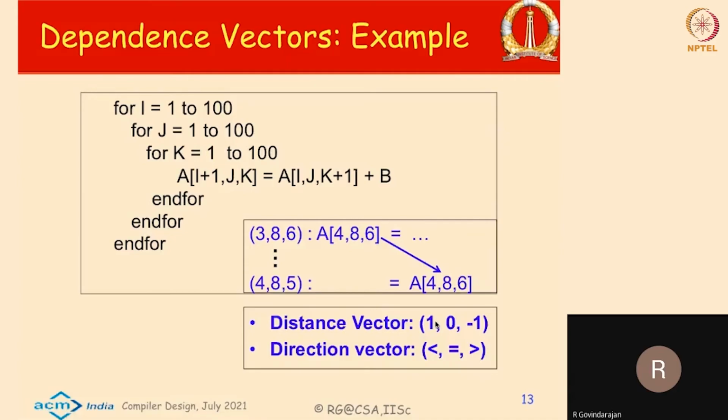So, let me put it this way. The distance vector, for it to be legal, has to be lexicographically positive. That means that it must be greater than 0, 0, 0. That means the first non-zero component in the distance vector has to be positive. You can have 0, 0, 1, or you can have 0, 1, 0, or you can have 0, 1, minus 1, or 1, minus 1, 0, whatever you want. But the first non-zero component in the distance vector has to be positive.